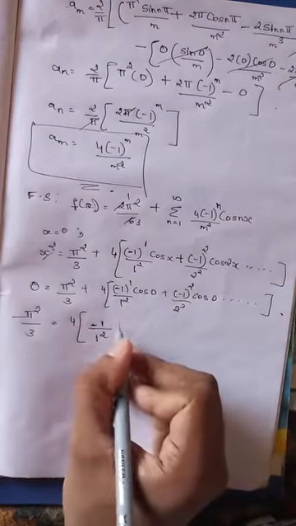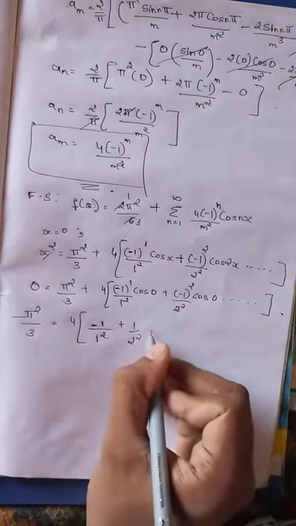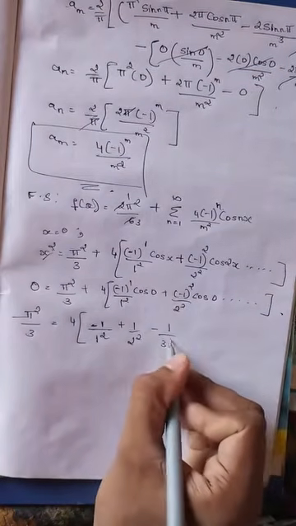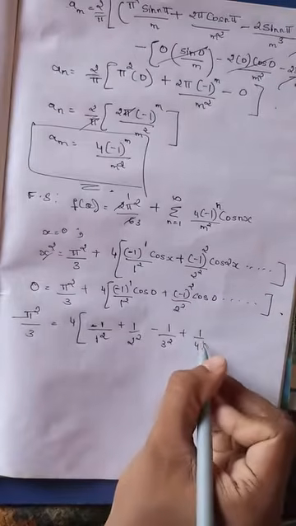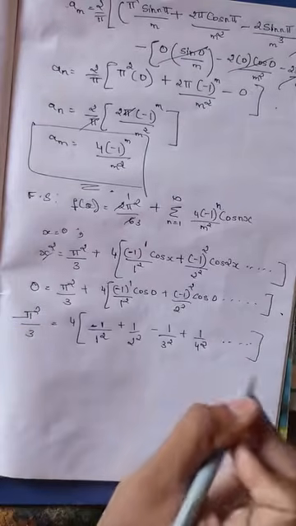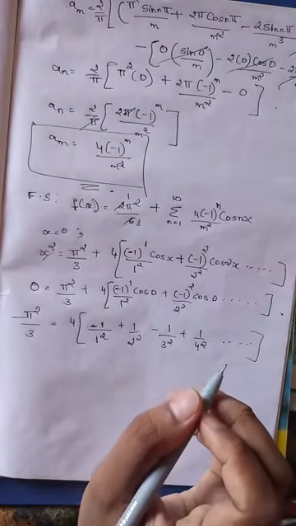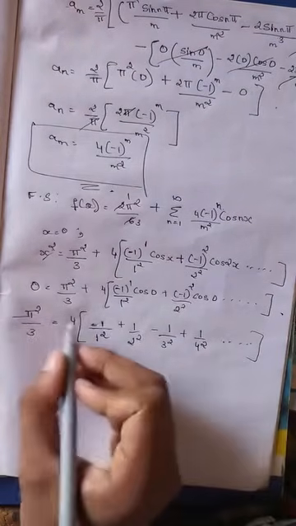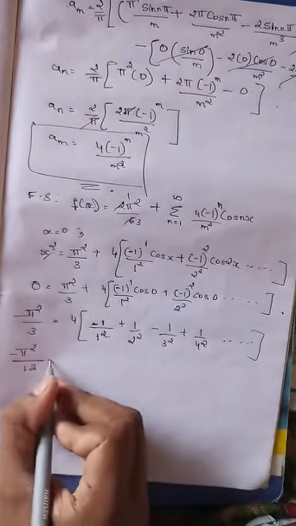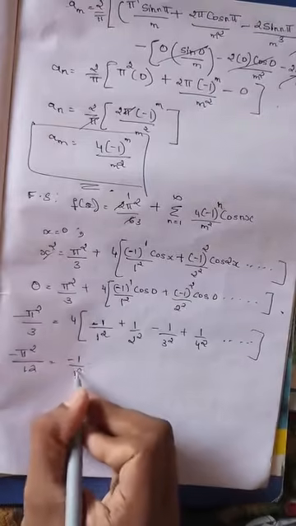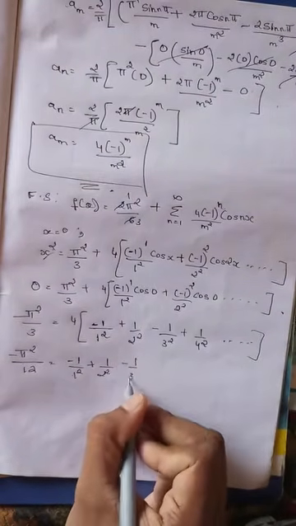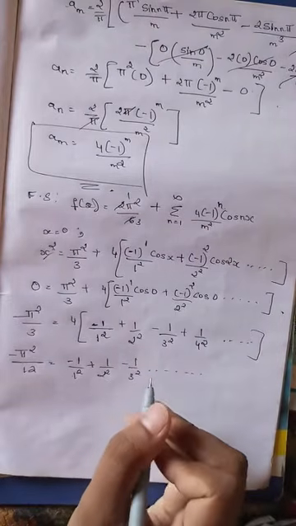minus 1 square is plus 1, plus 1 by 2 square, again the minus 1 cube is minus 1 by 3 square plus 1 by 4 square, goes on. So now bring this 4 to the denominator, minus pi square by 12 equal to minus 1 by 1 square plus 1 by 2 square minus 1 by 3 square, this goes on.